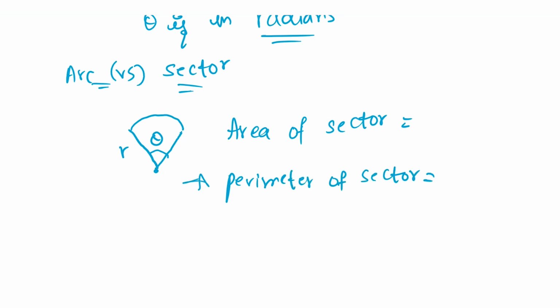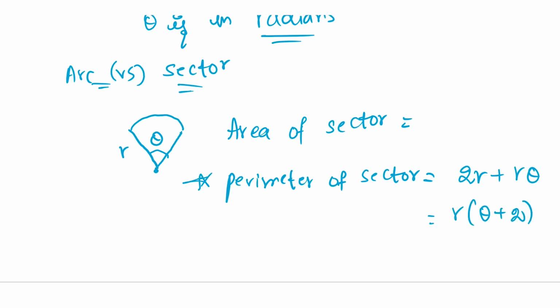First things first, let's understand the perimeter of the sector. What do you understand by perimeter in general? The length of the boundary. Can you guess what will be the length of the boundary of this sector? 2r plus r theta. Theta is in radians. So r times theta plus 2r. This is about the perimeter of the sector.